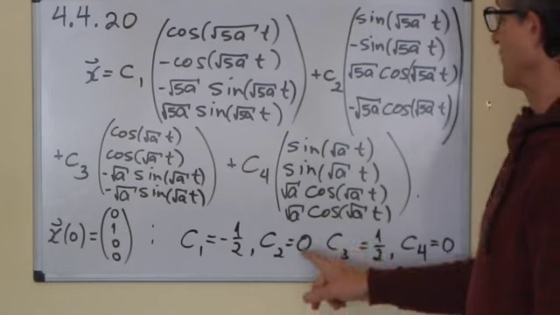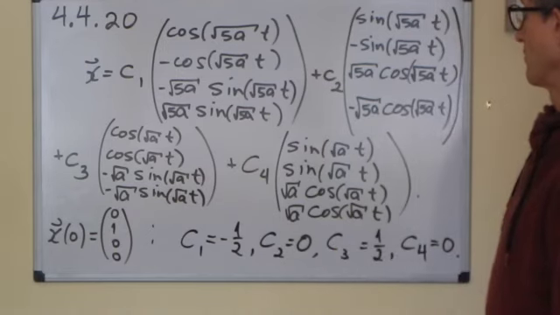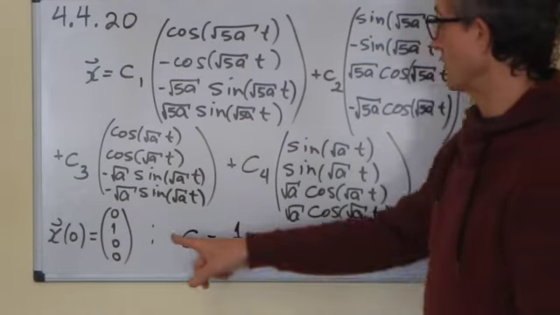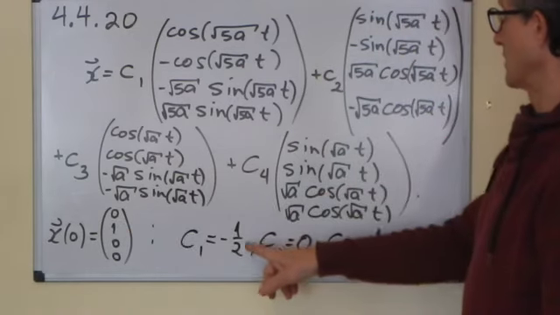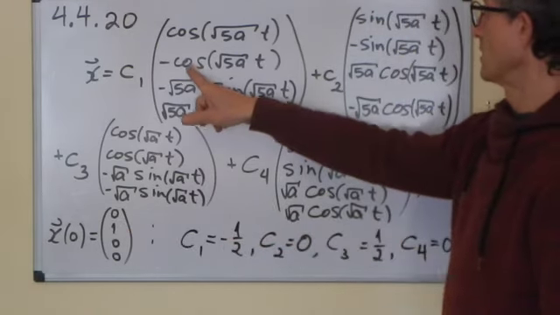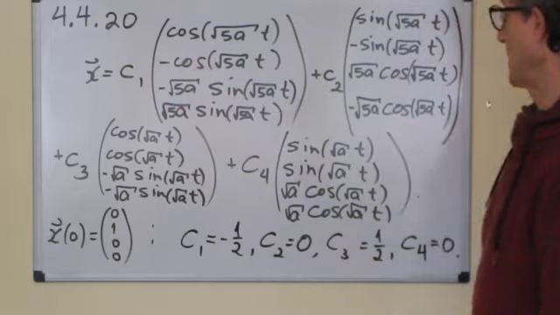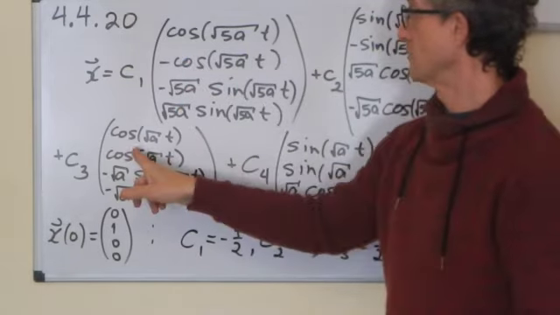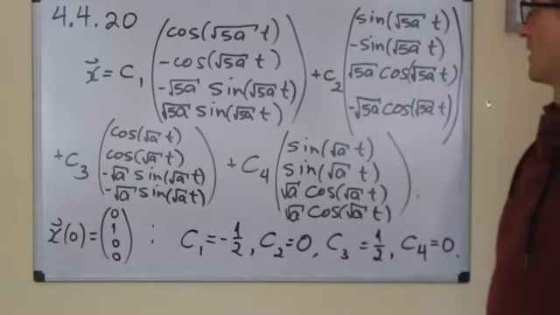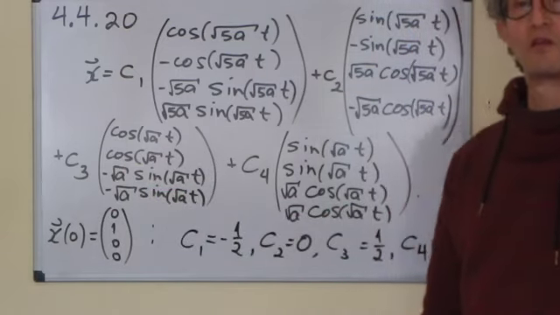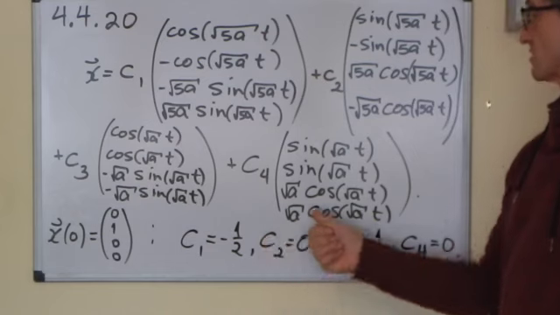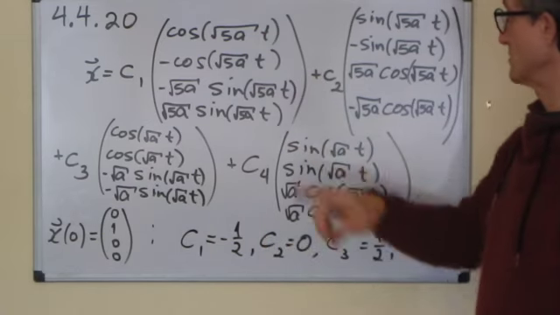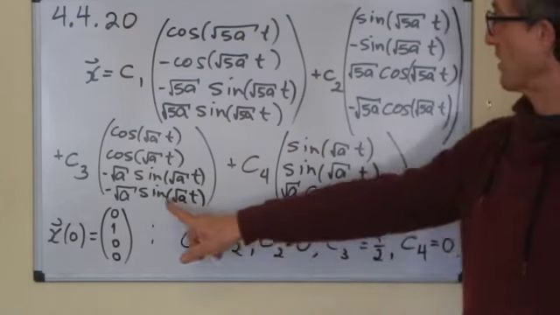and we said that C3 was minus C1. So it turns out that to get 1, I need C1 to be minus a half and C3 to be plus a half to get this 1 in the second coordinate. So that's our solution. Our solution is minus a half times this, plus a half times that.